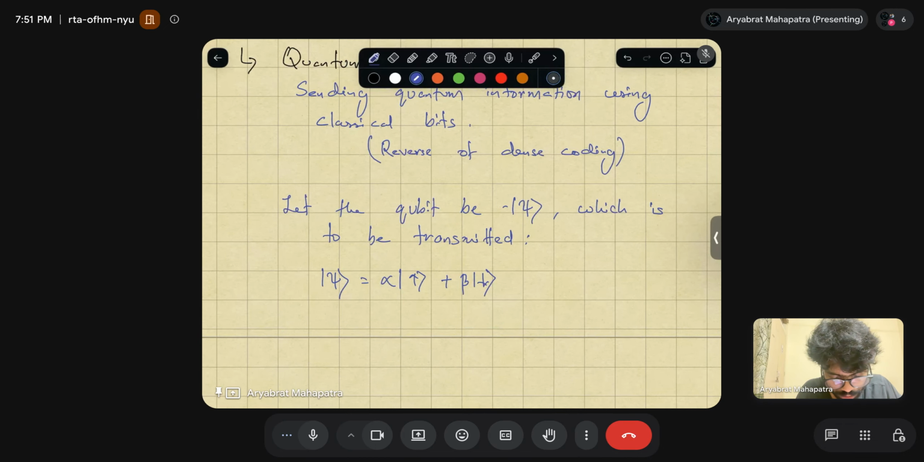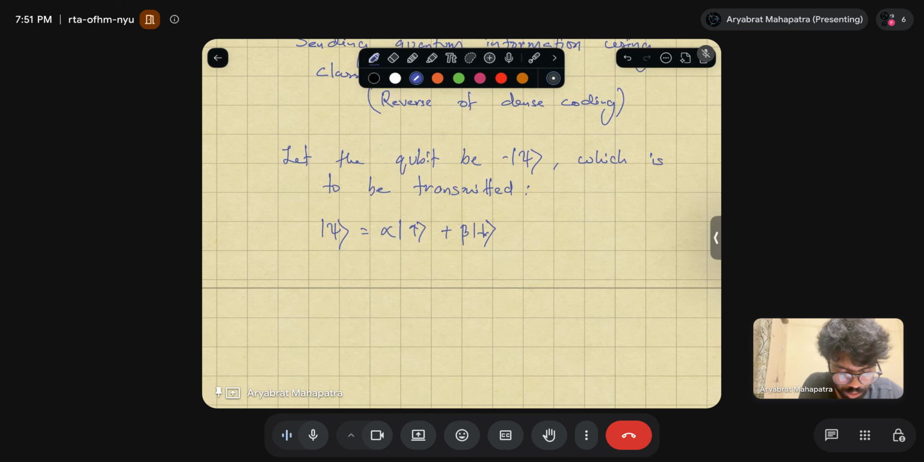Also here it is given that if Alice wants to send this quantum information to Bob, both Alice and Bob have to share an entangled pair of qubits beforehand. So this is another provided condition, as it was in the earlier discussion of dense coding. Here also they should initially have a shared pair of entangled qubits.